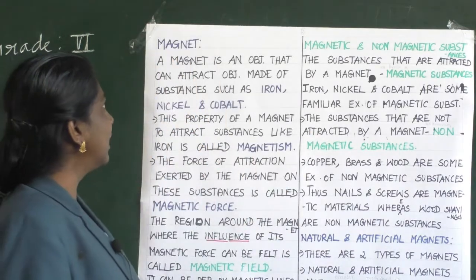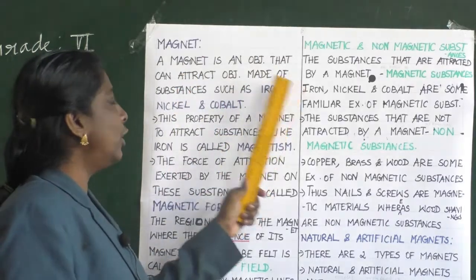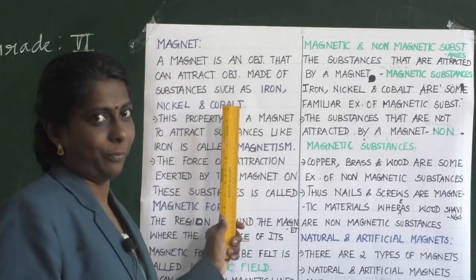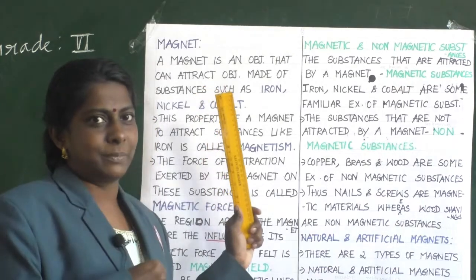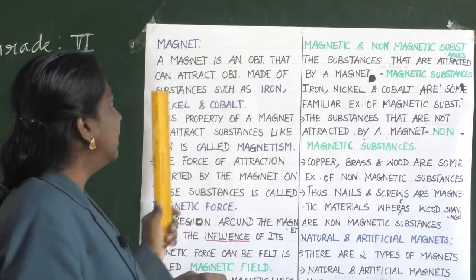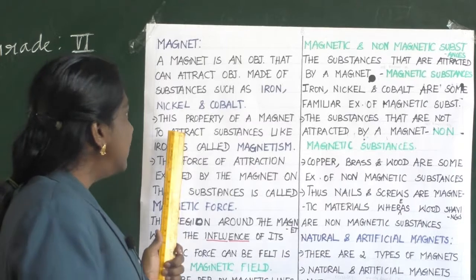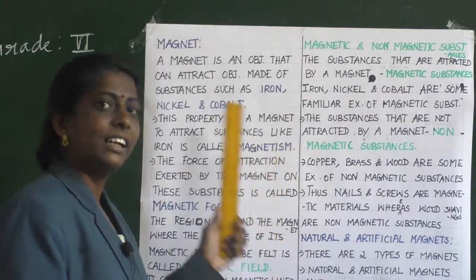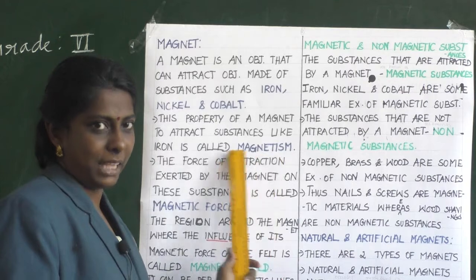What do you mean by magnet? A magnet is an object that can attract objects made of substances such as iron, nickel and cobalt. So, a magnet will attract the objects which have iron, nickel and cobalt contents. This property of a magnet to attract substances like iron is called magnetism.